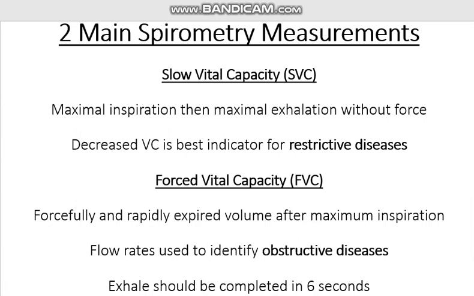2 main spirometry measurements are the slow vital capacity or SVC, which is a maximal inspiration then a maximal exhalation without using force. A decreased VC is the best indicator for restrictive diseases. And there is the forced vital capacity or FVC, which is forcefully and rapidly expired volume after a maximum inspiration. The flow rates are used to identify obstructive diseases. Also, the exhale should be completed in 6 seconds.